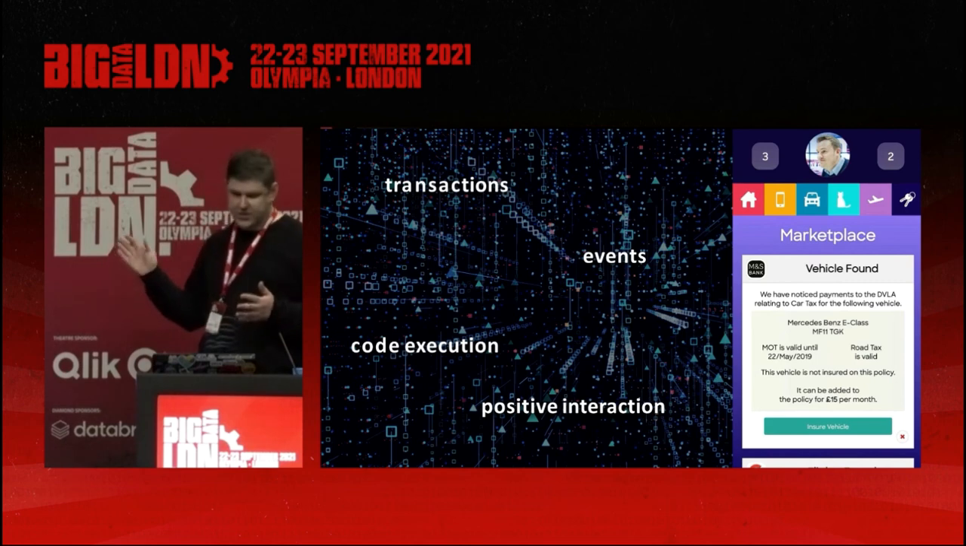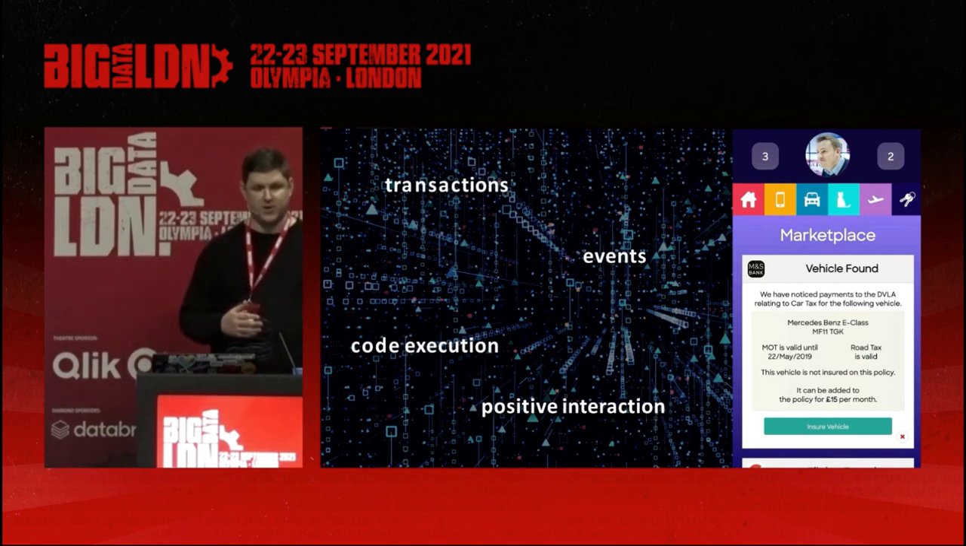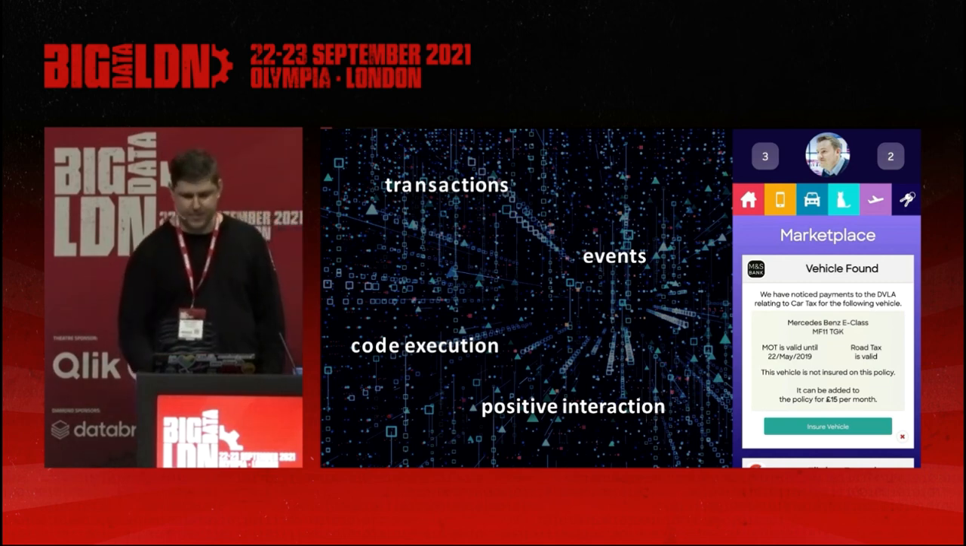So obviously in the background here we had events triggered from those transactions. The code is executed only on the event happening, triggers the notification to the consumer, and we got, hopefully, a positive interaction via the app.